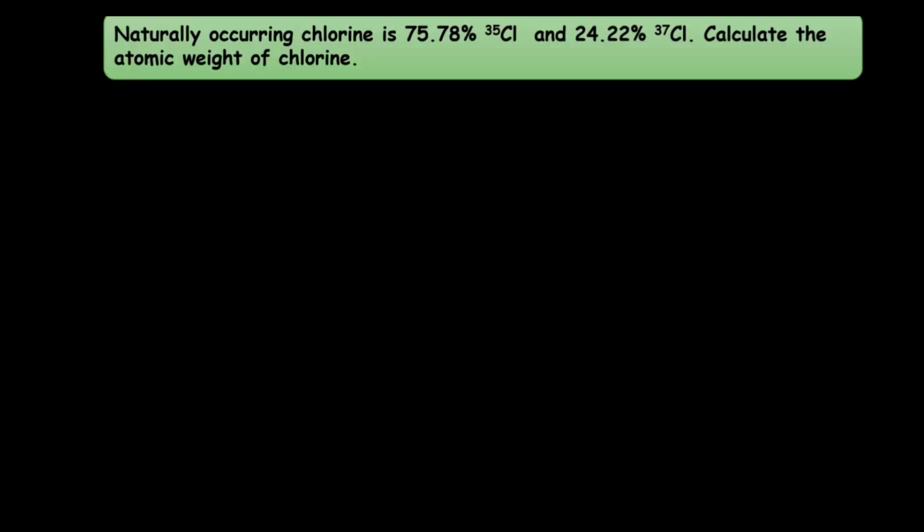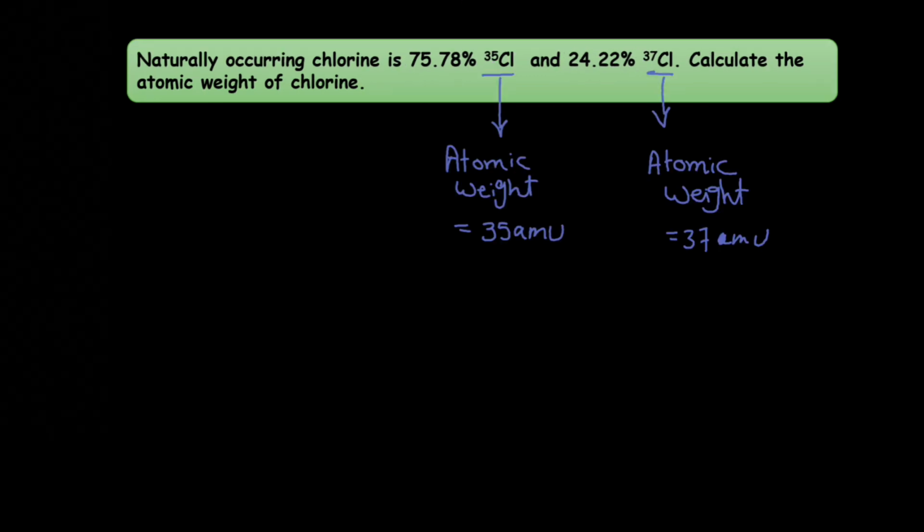Naturally occurring chlorine is 75.78% of 35Cl and 24.22% of 37Cl. Calculate the atomic weight of chlorine. These numbers refer to the isotopic abundance of each isotope, and these numbers refer to the mass number, or atomic weight if there is 100% abundance of each isotope.